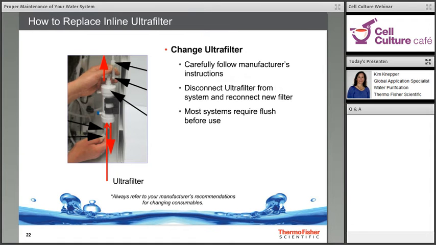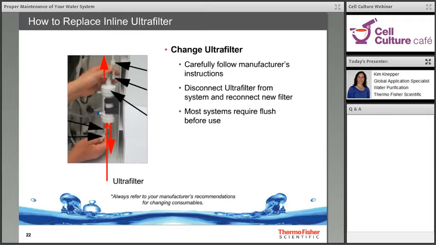Now, tips on changing the ultrafilter would include locating it in the system, because in some cases it may actually be in the back of the unit. And since ultrafilters may be replaced about every 2 years, you might need to refer to the detailed instructions for proper changing.